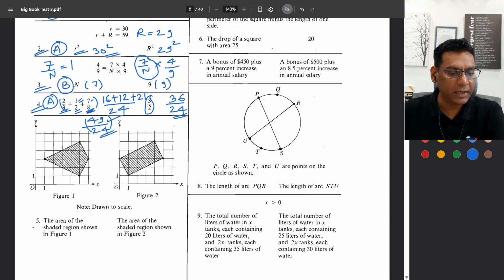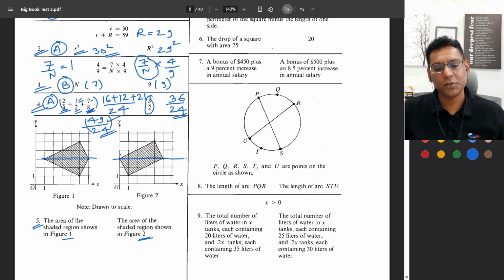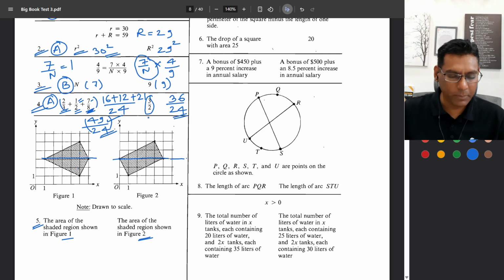Question number 5. The area of shaded region in figure 1 versus area of shaded region in figure 2. How do I find this out? The easiest way is to observe that these are basically two triangles in both cases. This triangle plus this triangle. Here this is symmetric, here it is not symmetric, at least not symmetric with respect to this line. They are symmetric, but they are also mirror images. But we don't need to complicate it all that much.